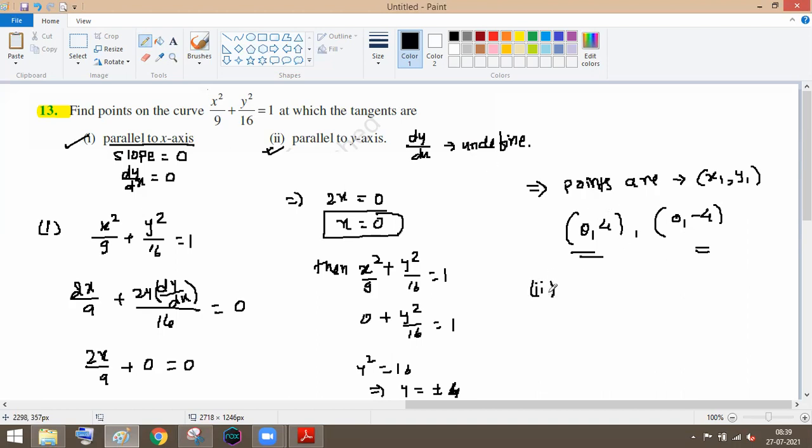Write the second one. What is dy by dx here? First write the curve, then take the derivative, then see what comes. What do we have as the curve here? The curve is x square by 9 plus y square by 16 equal to 1. Clear? Now if I take the derivative, we get 2x by 9 plus 2y by 16 into dy by dx equal to 0. Now if I find dy by dx from here, how much will it come to? Minus 2x by 9 into 16 upon 2y.